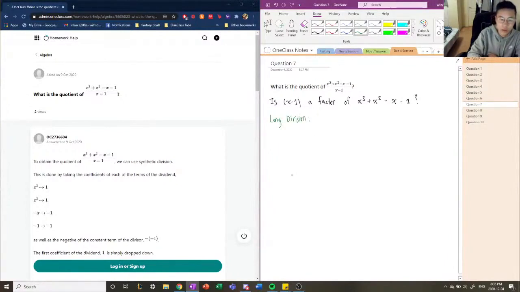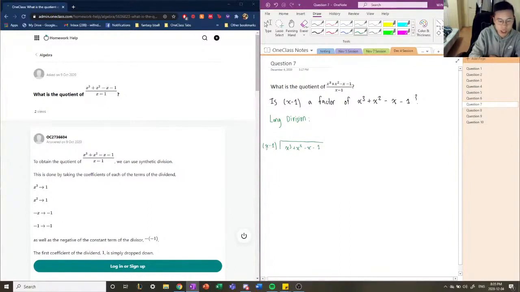For long division, we're going to write out this division bracket and put our polynomial in here, x cubed plus x squared minus x minus 1. We'll write our possible factor, x minus 1, here. We're going to try to reduce our dividend by multiplying our divisor by a certain factor. We want to get rid of x cubed plus x squared, right? We don't want that in our actual quotient.